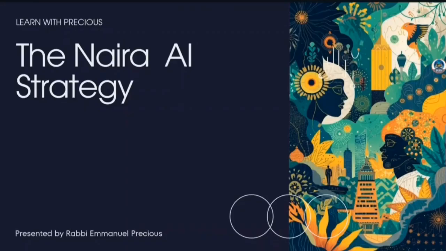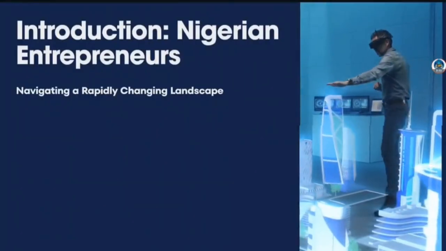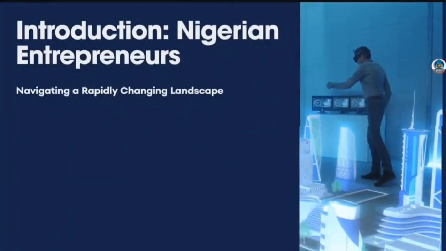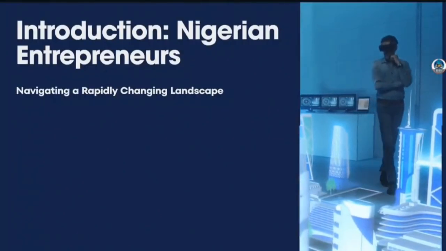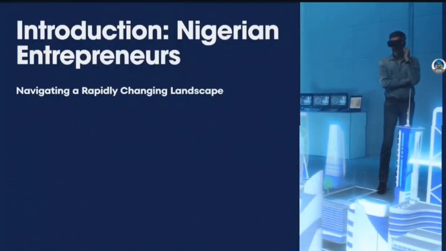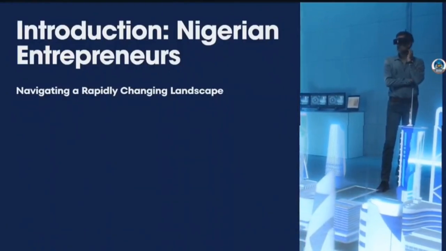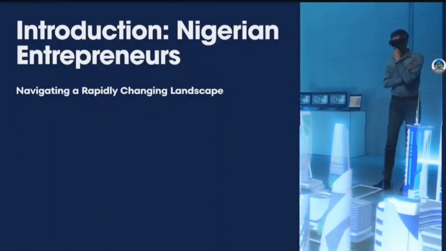Today, we're looking at the Naira AI strategy. It's important to know that navigating a rapidly changing landscape is quite difficult, especially in the Nigerian 2026 economy, where the tax reform laws are not really favorable to some people. You don't need to build a system that is huge. All you need to build is a system that is fast, learns fast, and then acts.